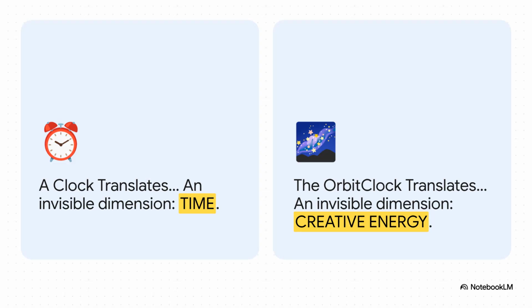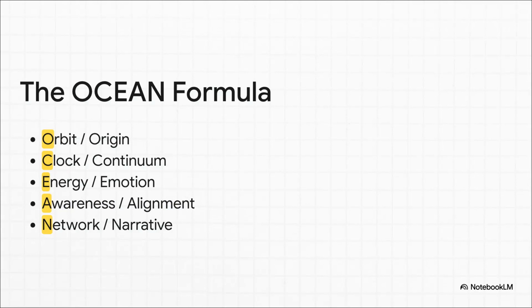Think about it like this. A normal clock takes something we can't see, time, and it makes it visible through the movement of its hands. The OrbitClock does the exact same thing, but for the invisible dimension of creative energy. It's a way to actually see your own flow, your focus, your inspiration, just as clearly as you see the numbers on a dial. And it even got a name that just perfectly captures the whole vibe: ocean. Each letter represents a core layer of this whole cosmology. From the orbit of new ideas to the network that connects them all together, it's a complete formula for understanding the entire creative process.